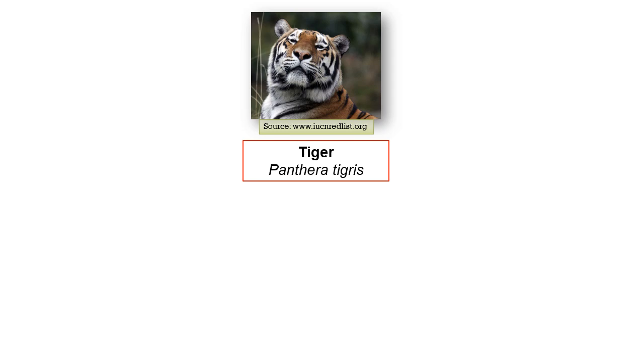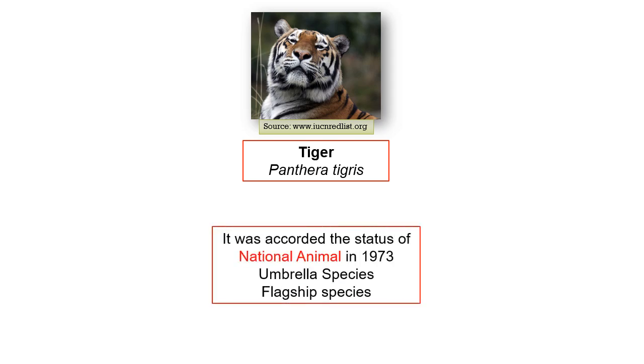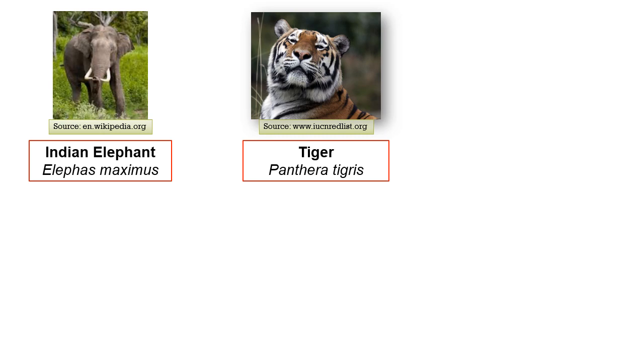So now we look into the different examples of endangered species. First is the tiger, Panthera tigris, and it was accorded the status of national animal in 1973. It is also recognized as an umbrella species as well as a flagship species. Next is Indian elephant, Elephas maximus.